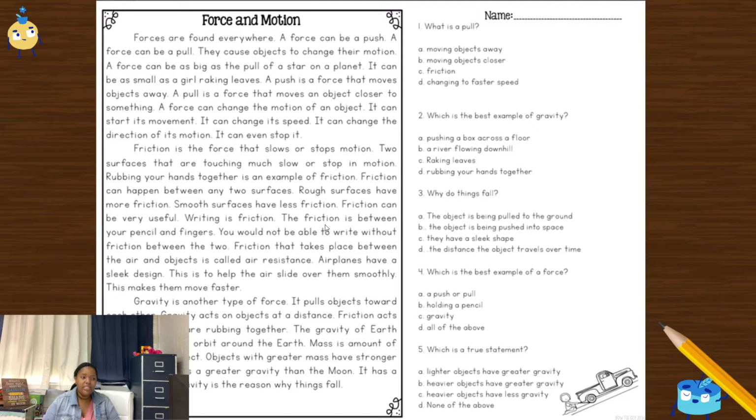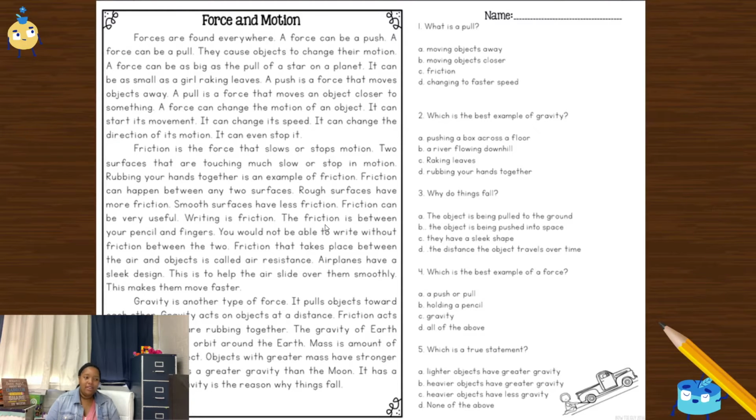Number 3 says, why do things fall? Well, I remember in the text in paragraph 3, it tells me that things fall because of gravity. And I know that gravity is pulling objects towards the ground. So let's look at our choices and see which one is the best fit. A, the object is being pulled to the ground. Look at that. Sounds familiar.